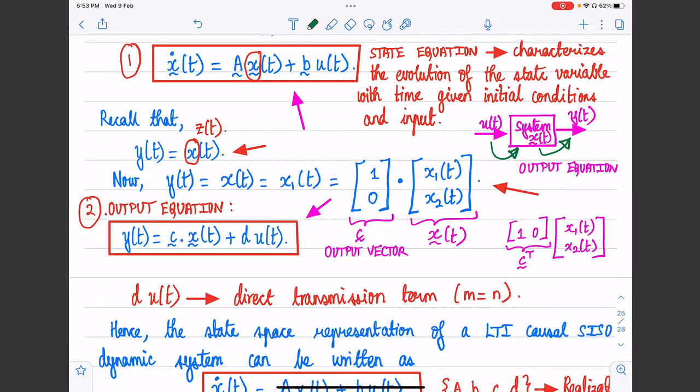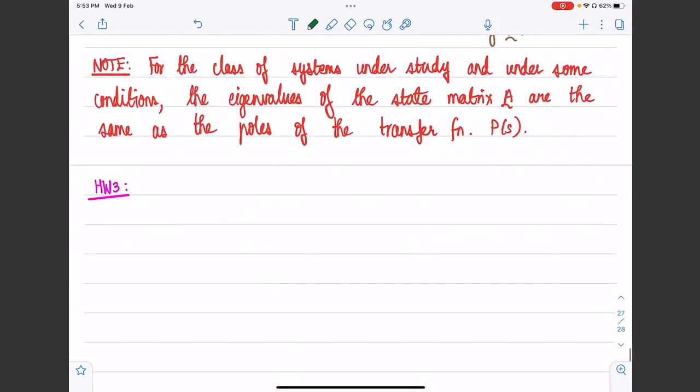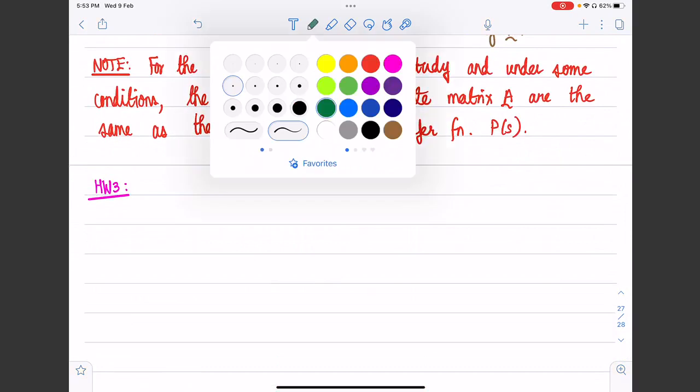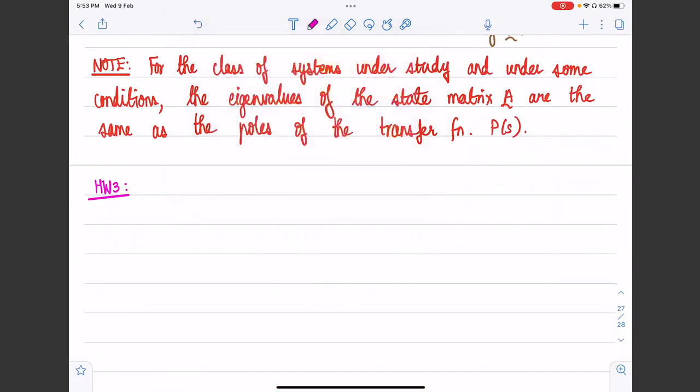I hope this provides some more insight and feel for this representation. We will get more idea as we go along, so please bear with me. When we do more examples, I'm sure we will get more insight into this. So what I want you to do is the following: derive the state space representation of the following systems.